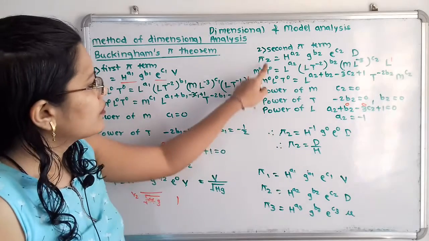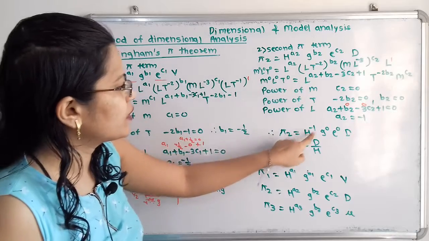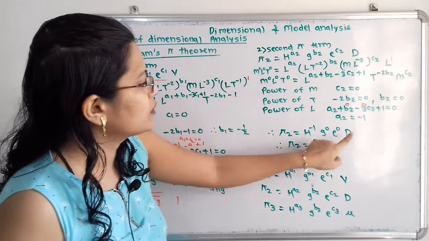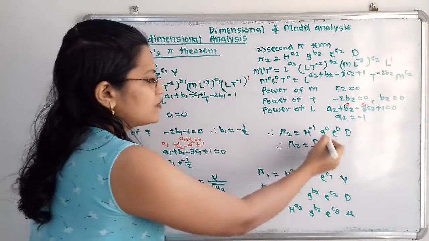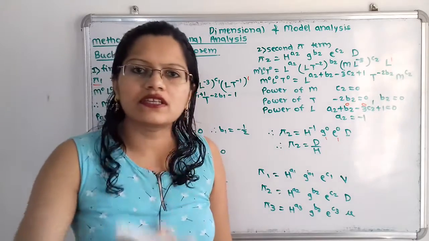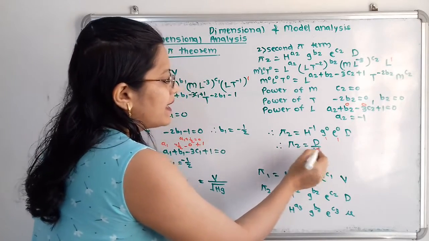So now we will put here the value. So pi2 is equal to h raised to a2. So h raised to minus 1. G raised to 0, rho raised to 0 into d. Now anything raised to 0 is 1. So h raised to minus 1 means what? It is in the denominator. So we can write here pi2 is equal to d by h.